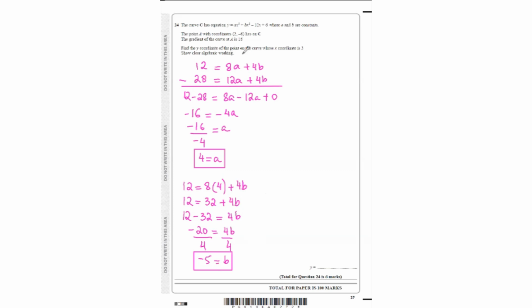They want us to find the y coordinate on the point of the curve where the x coordinate is 3. So you substitute the values of a and b in the equation and replace x with 3. So y equals 4 times 3 cubed plus negative 5 times 3 squared minus 12 times 3 plus 6. And that gives us a value of 33 for y. So that's the y coordinate at that point.